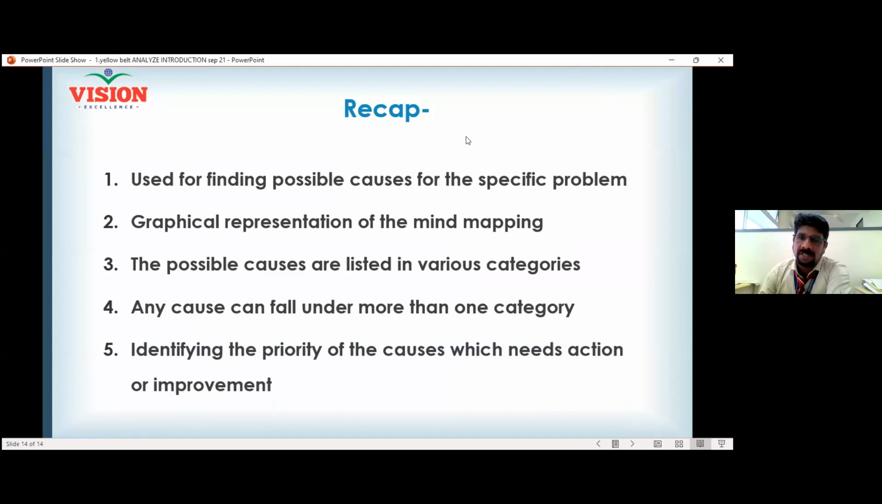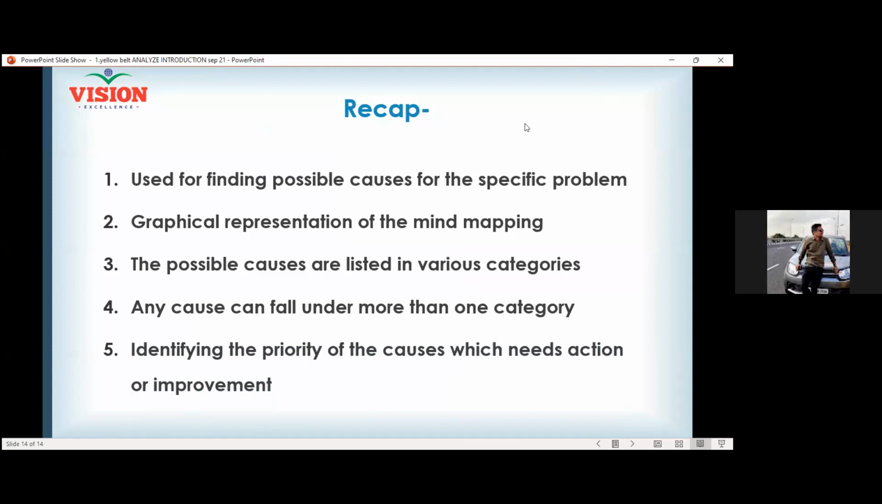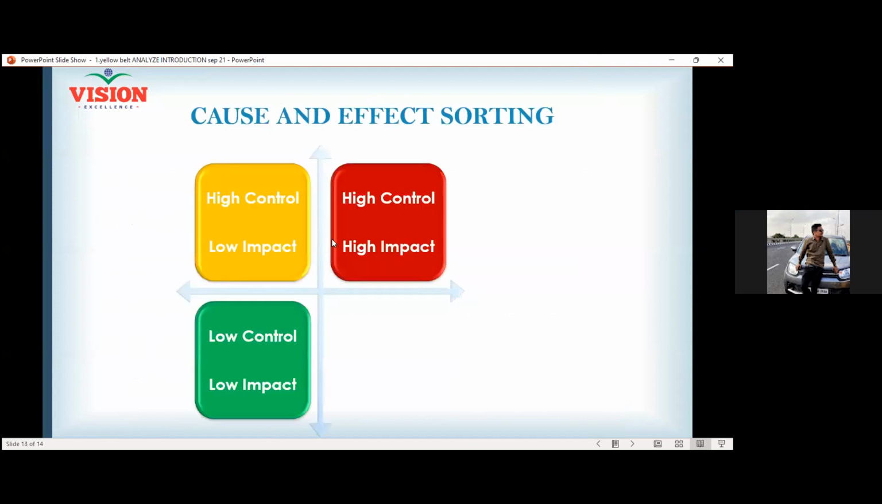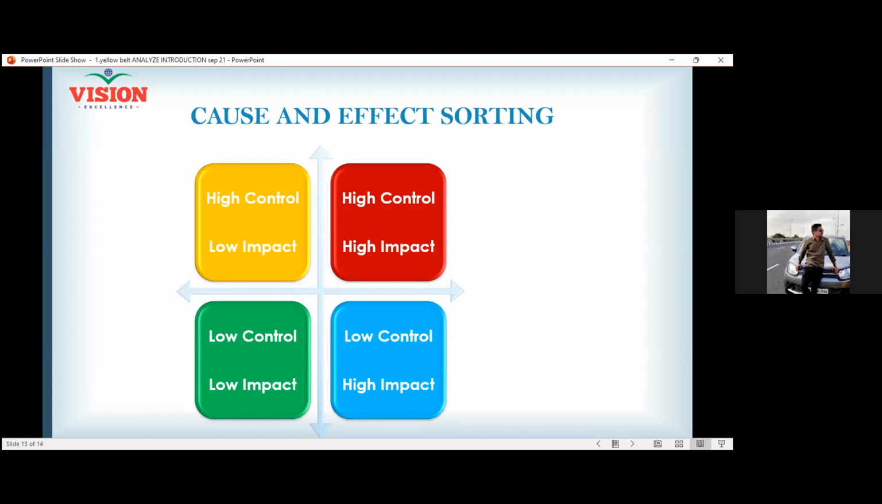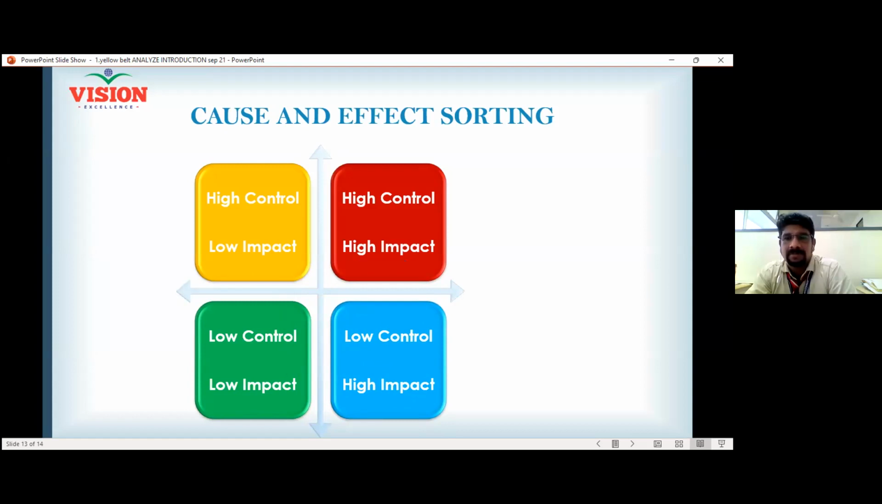So any doubts? Sir, can you show that cause effect sorting slide one more time? So first we will use the first quadrant and second. Then which quadrant will we use? Yellow. Yes, low control yellow. Third will be yellow, and fourth will be green. Green. Okay, sir.